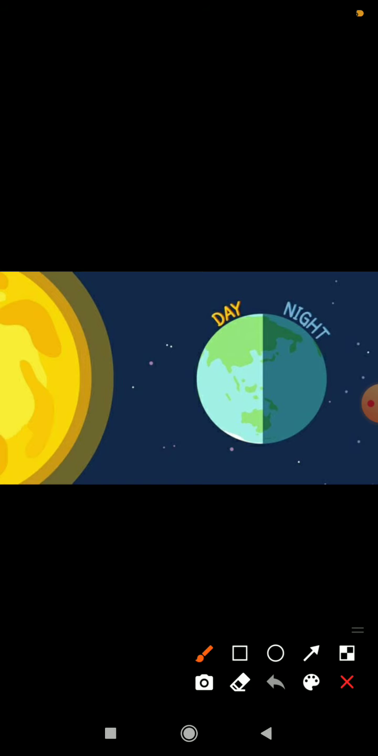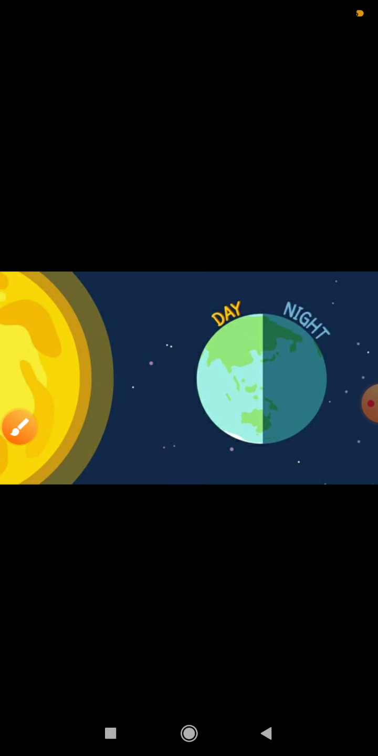Now imagine a situation if the Earth did not rotate. The portion of the Earth facing the Sun would always have day in this situation. You can see in this picture, this is the portion of the Earth facing the Sun, and if the Earth doesn't rotate, one portion of the Earth will receive continuous heat and light from the Sun. Thus, that portion will become very hot, extremely hot. And the other portion of the Earth not facing the Sun will remain dark and will become freezing cold because it will not receive heat and light from the Sun.